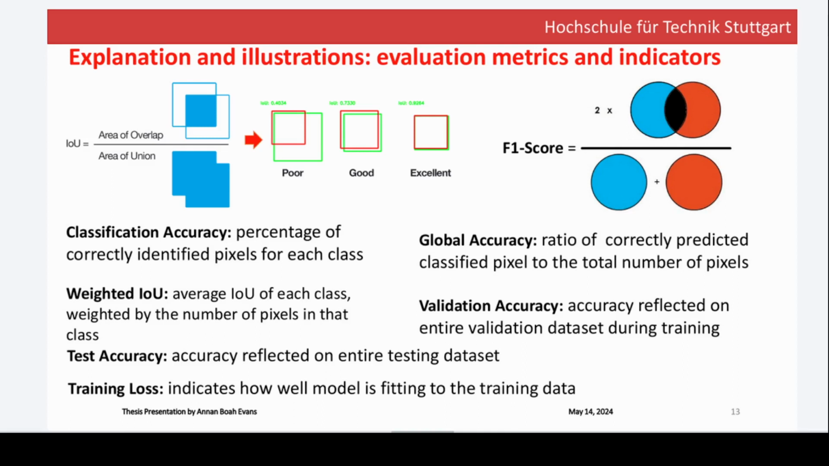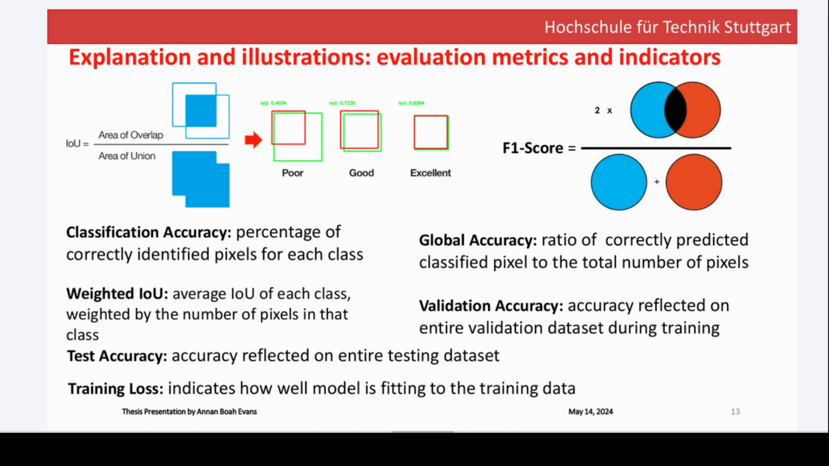Then the testing accuracy. You cannot evaluate deep learning without talking about the testing accuracy, because it tells us that when you have new images, how is the model predicting on those new images? So the accuracy reflected on the entire test data set is called testing accuracy.